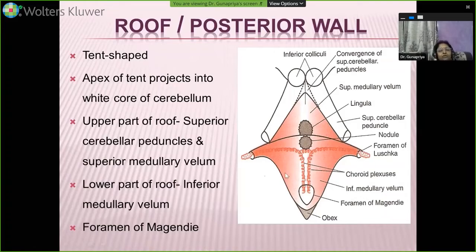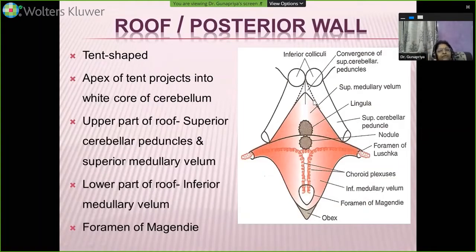So the lower part of the roof is formed by inferior medullary velum, and in the lower part of the roof, in the midline, you find the central opening known as the foramen of Magendie, which we saw earlier with the communications of the fourth ventricle. So to repeat once again, the roof or posterior wall is tent-shaped, and the central part is projecting behind into the white core of the cerebellum.